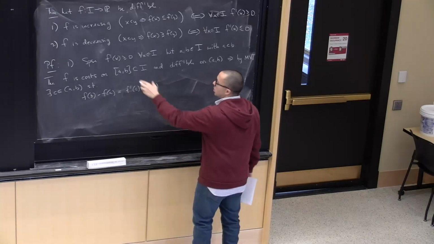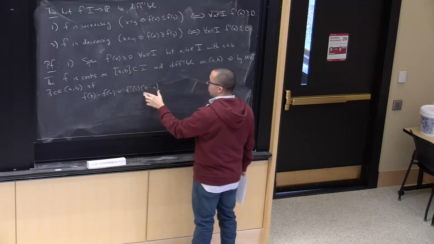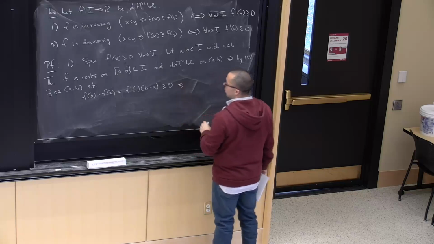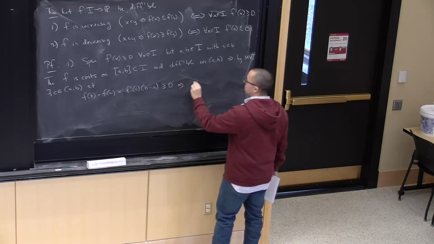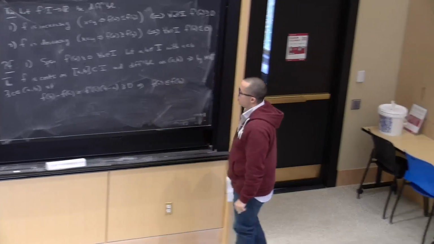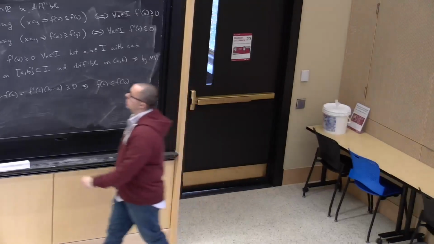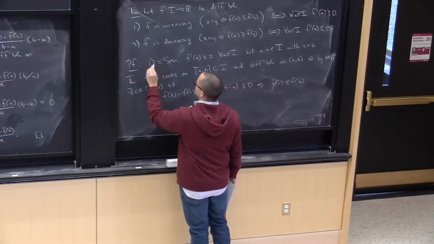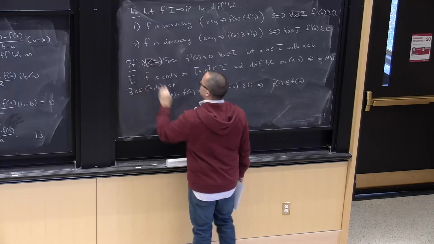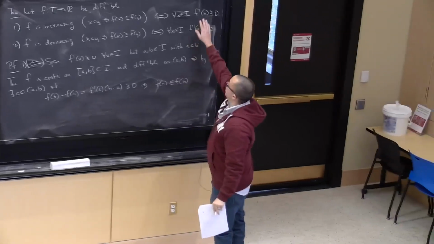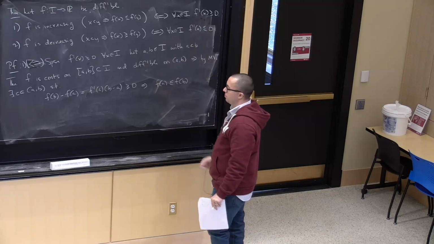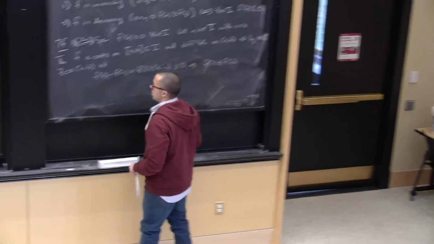And now since the derivative is always non-negative and b minus a is positive, this is bigger than or equal to 0, i.e. f of b minus f of a is bigger than or equal to 0. Okay? So we proved one direction. We've proven that the function's derivative being non-negative implies that the function is increasing. So now let's prove the opposite direction.